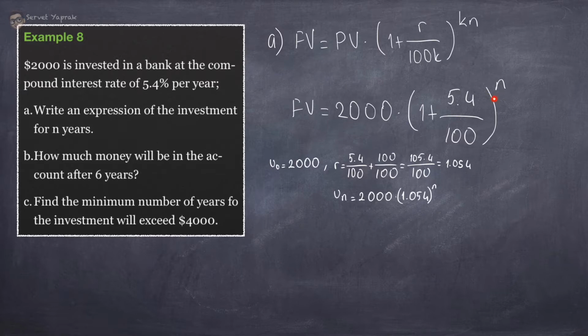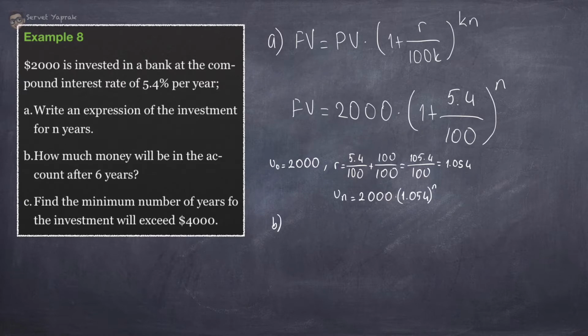If you look at the future value formula and this formula, you will see that the brackets also give us 1.054, so they are the same thing. We can use either formula. It will work just as they're supposed to.